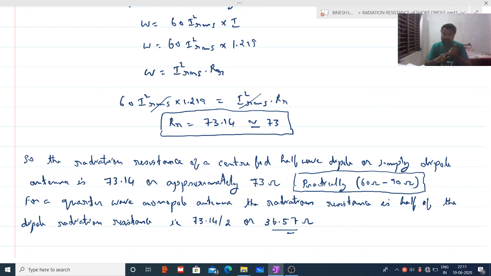So I have described it here with three videos, including this radiation resistance. In the first video, we went up to the vector potential AZ. In the next video, we calculated the power radiated by the half-wave dipole antenna along with the average Poynting vector. In this video, we have calculated the radiation resistance by utilizing the total power radiated by the half-wave dipole antenna, and it is nothing but 73 ohm.